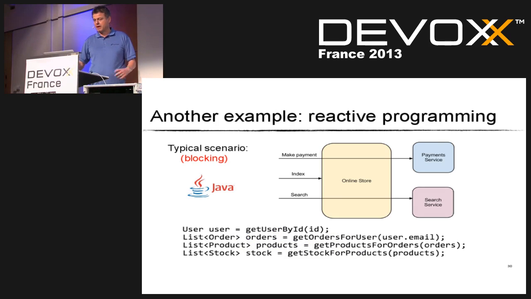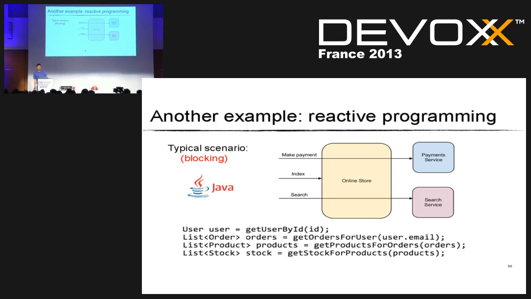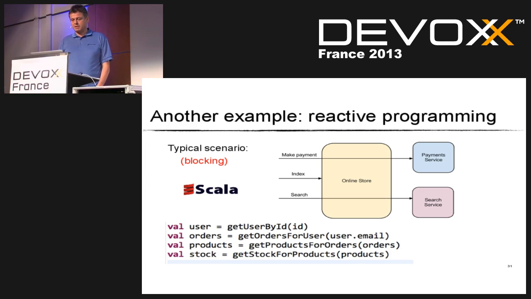Okay, so that was parallel. I'm going to do one other example, and that's about reactive programming. So here you have a typical scenario, an online store where you can have orders, make payments, search for products, and so on. And here you have a typical operation where you say, okay, I want to get the user by its ID, I want to get the orders for a given user, given its email, I want to get the products for each order, and I want to find out what's in stock for these products. So one step after another. And all of these things are very easy to write, as you can see. And they're easy to write in Java, and in Scala it wouldn't be much different.